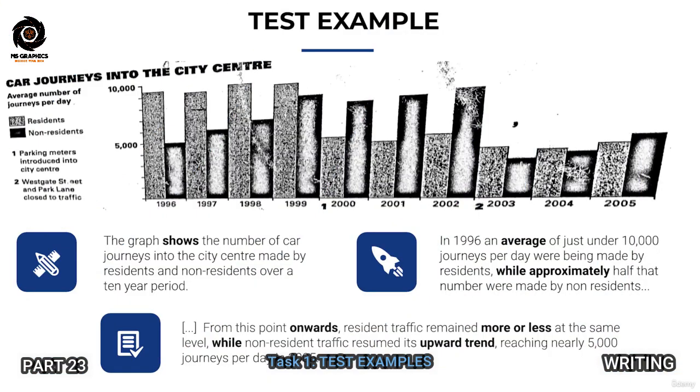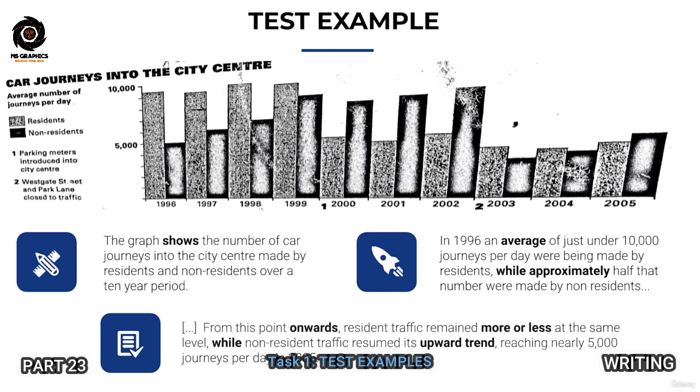Here is another example. So in this graph, we can see a number of car trips in the city center made by residents and non-residents over a 10-year period. And you can start by commenting on the general characteristics. And then what do you notice? Well, we can notice that at the beginning of 2000, the parking meters were introduced in the city center. This had a general impact on the graph because we have non-resident traffic that has decreased, but only slightly.